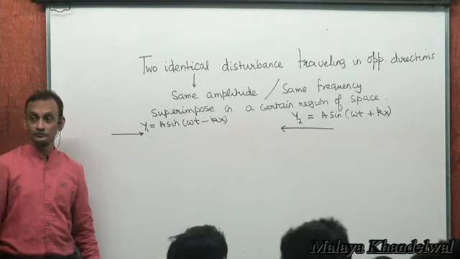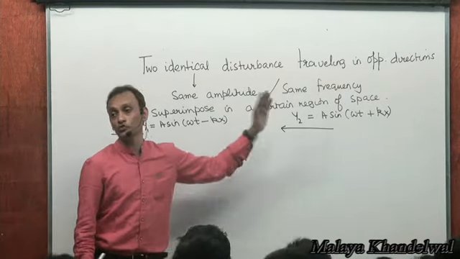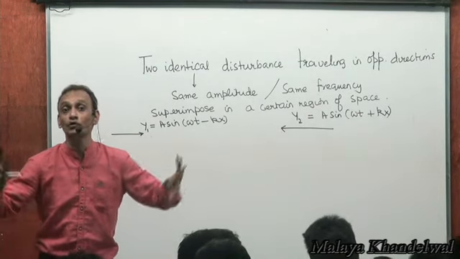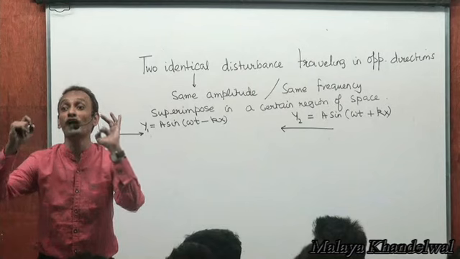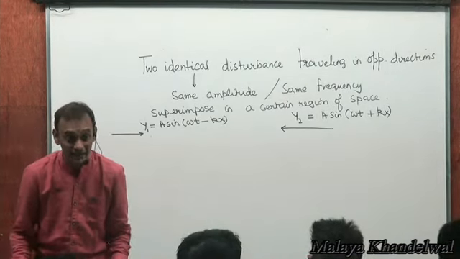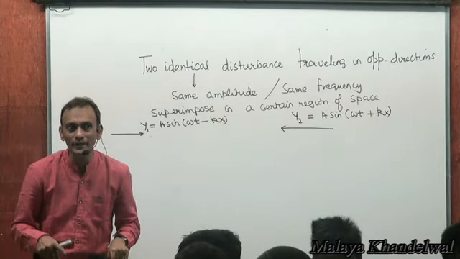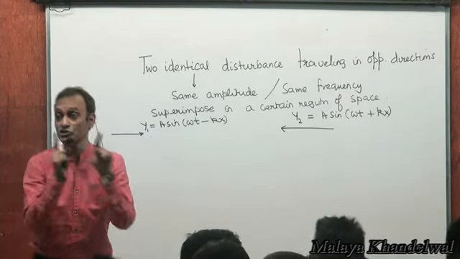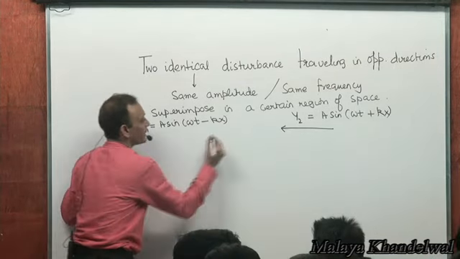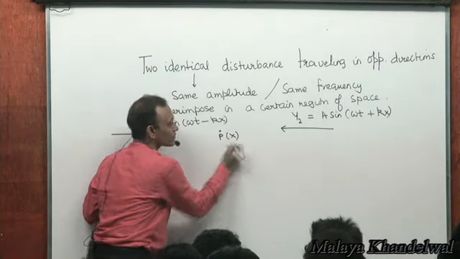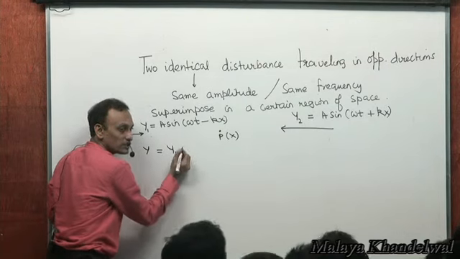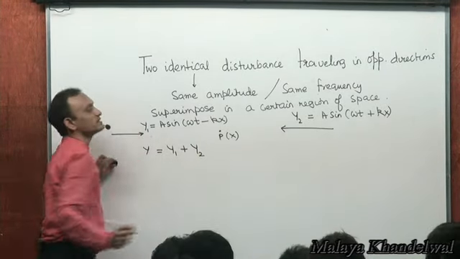Right? Now, when they superimpose in this region, the disturbance profile produced in this region would be y equal to y1 plus y2 at any given x. The displacement would be the displacement caused by y1 and the displacement caused by y2. So at any given p, which is at x, the displacement y would be the displacement caused by the first wave plus the displacement caused by the second wave train.